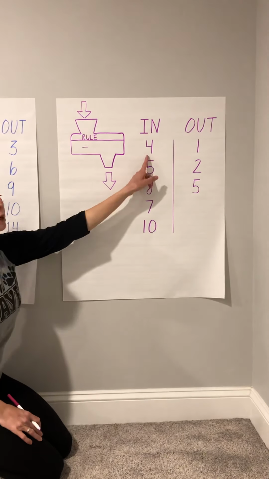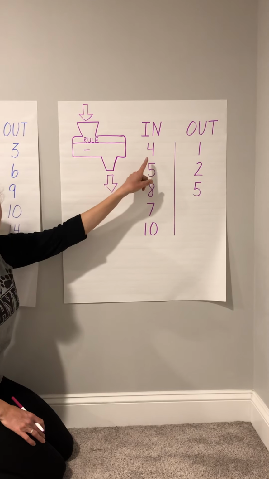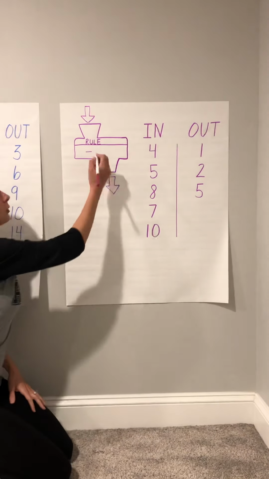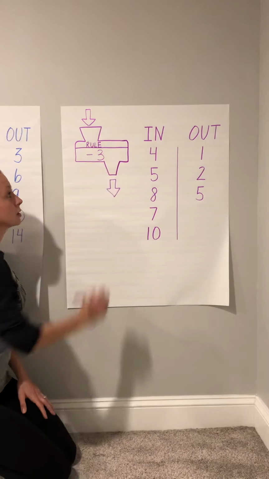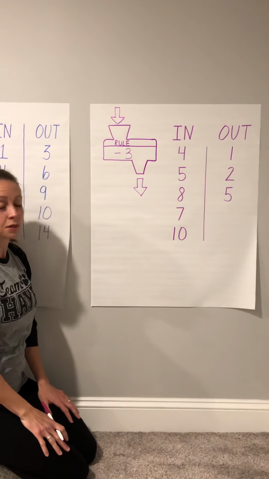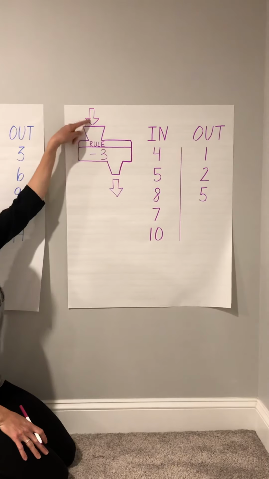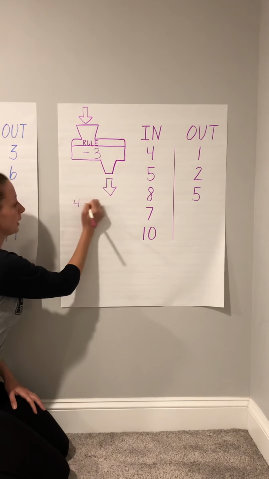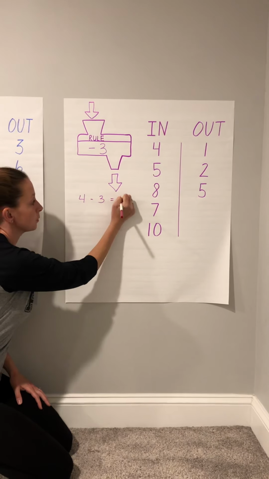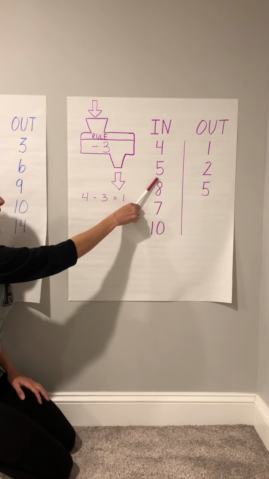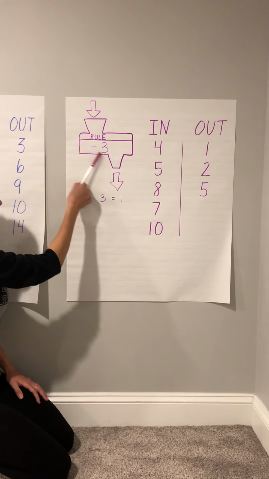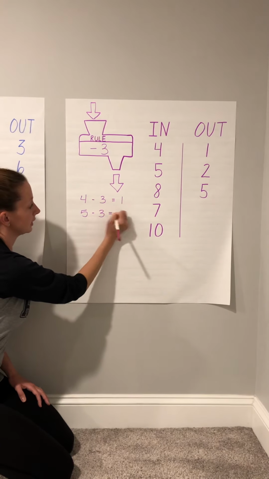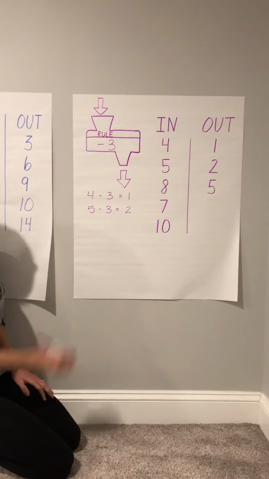I know on a number line, if I were to put my finger on 4 and do bunny hops all the way back to number 1, I would make 3 hops. So I'm going to try my rule of minus 3. If I put 4 in my machine and I take away 3, 4 minus 3 equals 1. If I try my next one, if I put 5 in and I take away 3, 5 minus 3 equals 2. So far my rule is correct.